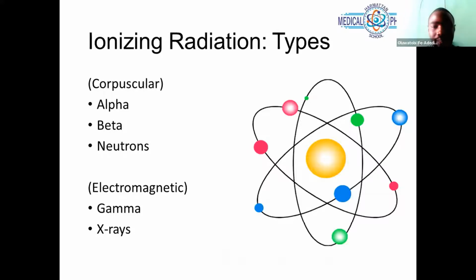So for the particles, we talk about alpha, beta and neutrons, alpha particles, beta particles, and neutrons, which of course have masses. That is why we are saying that they are particulates. And then the electromagnetic, which means they can propagate in vacuum. Examples are the gamma rays, X-rays, cosmic rays, and so on. So two groups, the corpuscular or particulate and the electromagnetic.